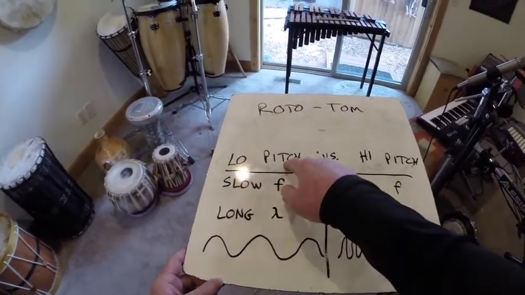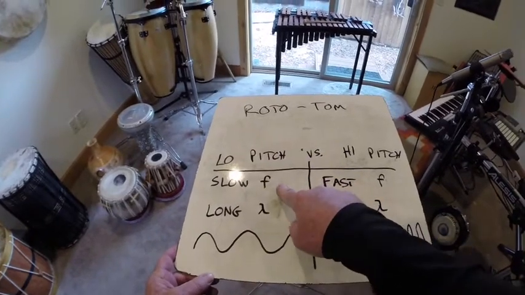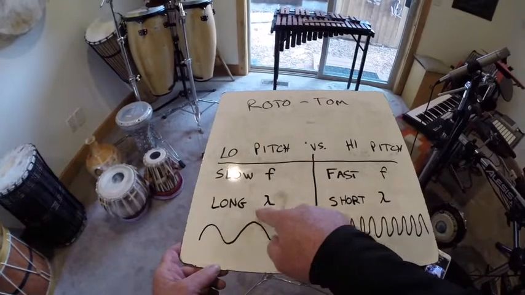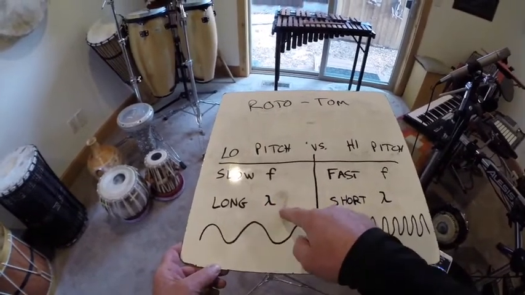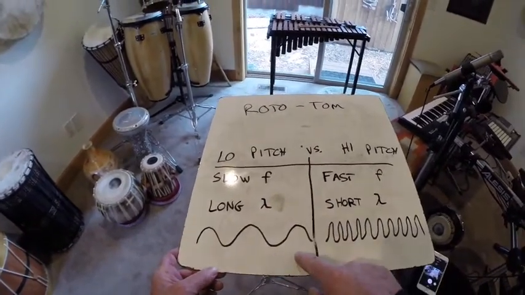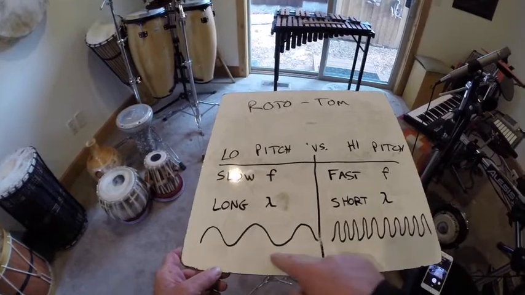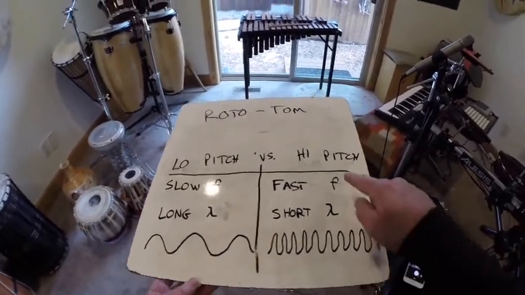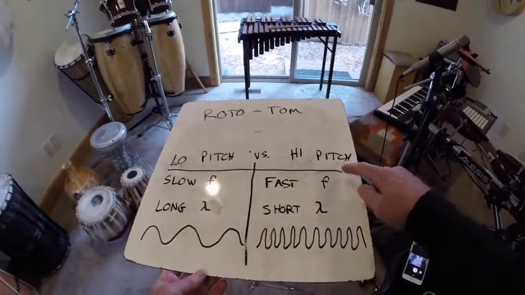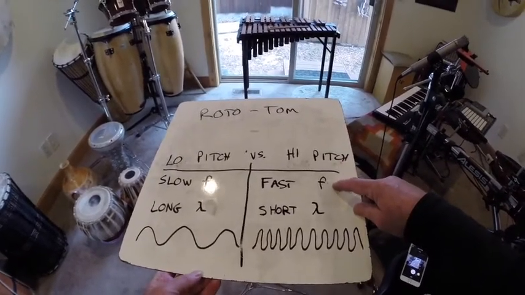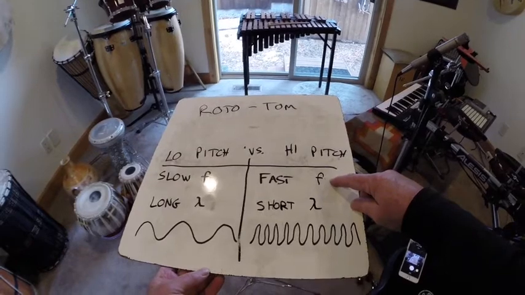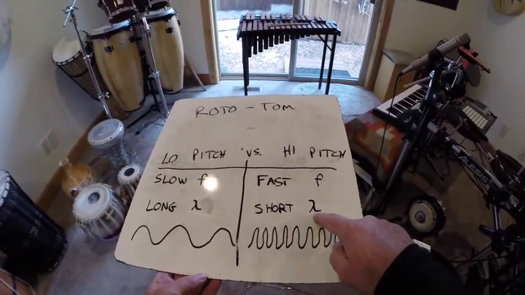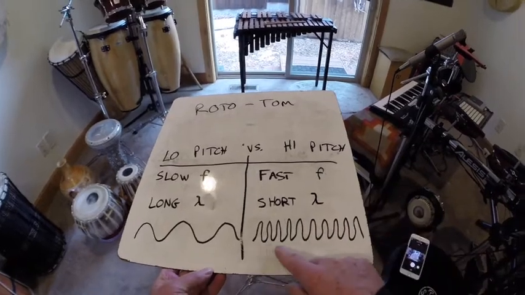If it has a low pitch, it's going to vibrate slowly. It's going to have a slow frequency, which means it has a very long wavelength. It would look something like this. Long waves. Lambda, wavelength. On the other hand, if it has a high pitch, it's going to vibrate very quickly. It has a fast frequency, and along with a fast frequency, it has a short wavelength, short lambda. So it would look more like this.